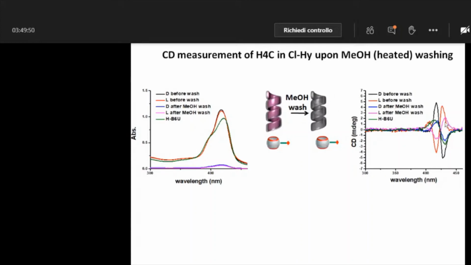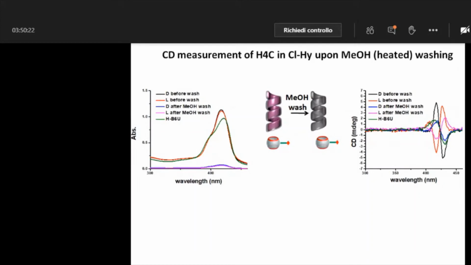And this can be further confirmed from the CD properties. Obviously, before washing, you will have these equal and opposite CD signals for both the handed helices with the monoconjugate. And after washing, the CD features are still intact with the opposite handedness. So this indicates that even though most of the organic content with the monoconjugate gets washed away, there is still a small amount of content present, and it shows a CD signal.